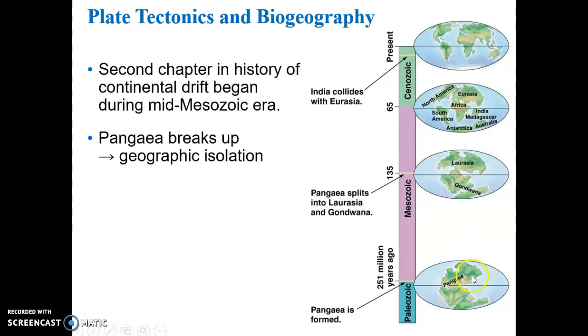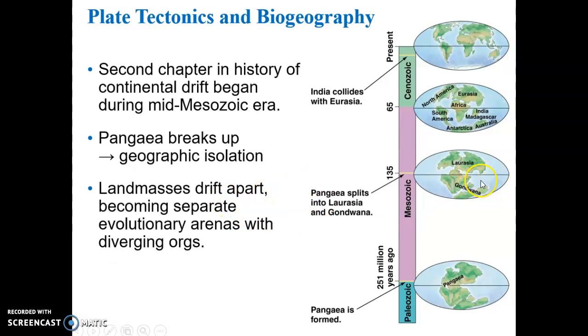Pangaea broke apart, and the continents started to drift apart and move around, and that led to geographic isolation of organisms and plants, and led them along an evolutionary pathway separate from other organisms and plants on different land masses. So as the land masses drifted further and further apart, becoming separate evolutionary regions or arenas for the diversification and divergence of organisms that went along, again, their own evolutionary paths.